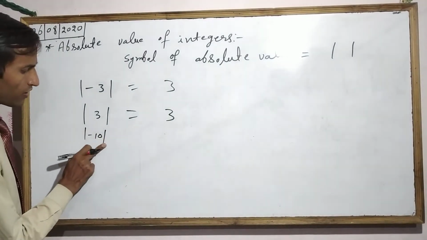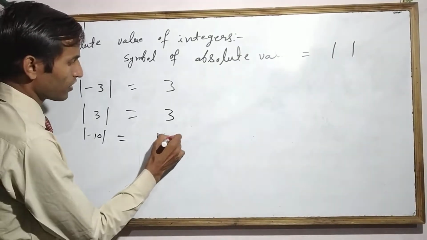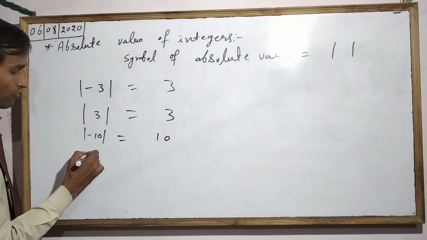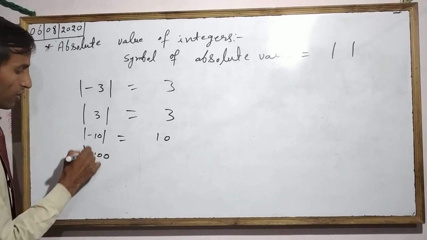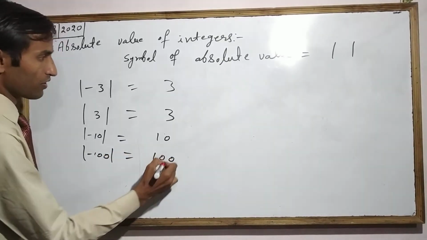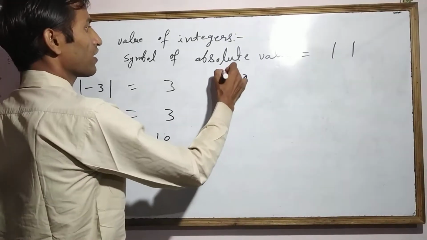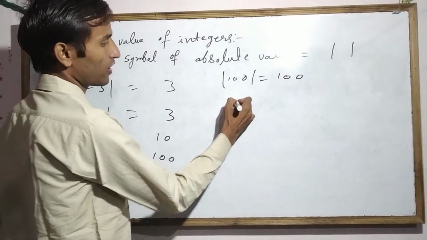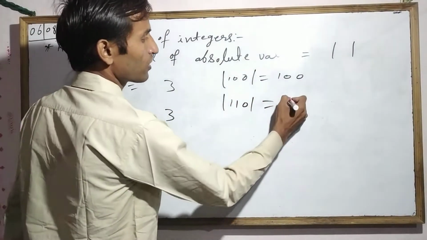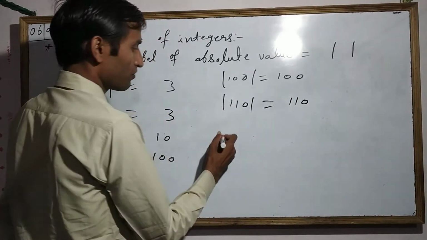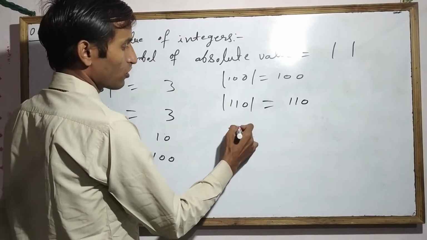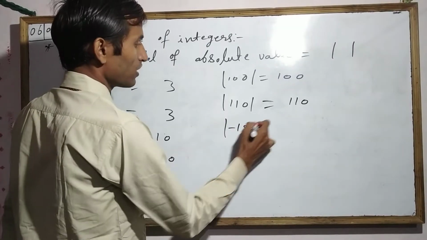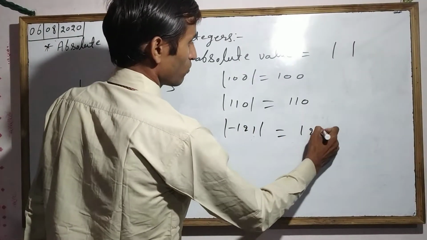Next, again, -10. The absolute value of -10, so we will put here 10. If we have to find the absolute value of -100, again the answer will be 100. If the absolute value of 100, then also the answer is 100. The absolute value of 110 will also come 110. For the absolute value of -121, then also 121 will come.